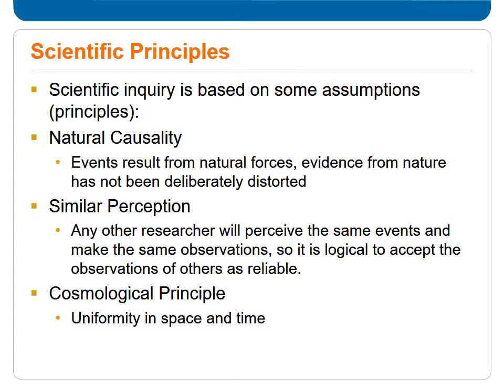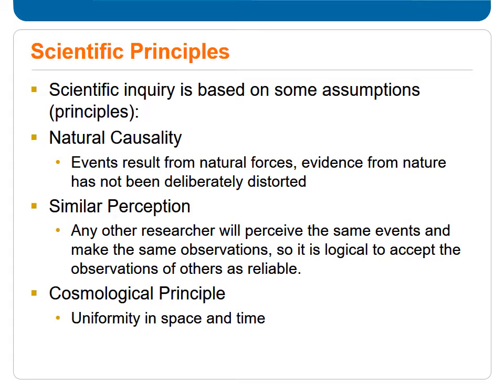The second is the principle of similar perceptions. Any other researcher will perceive the same events and make the same observations. So it is logical to accept the observations of others as reliable. If we didn't assume that researchers have similar perception, how could we determine if experiments were repeatable?